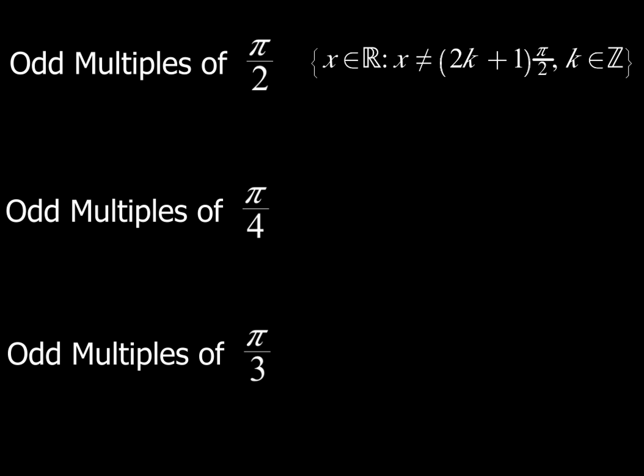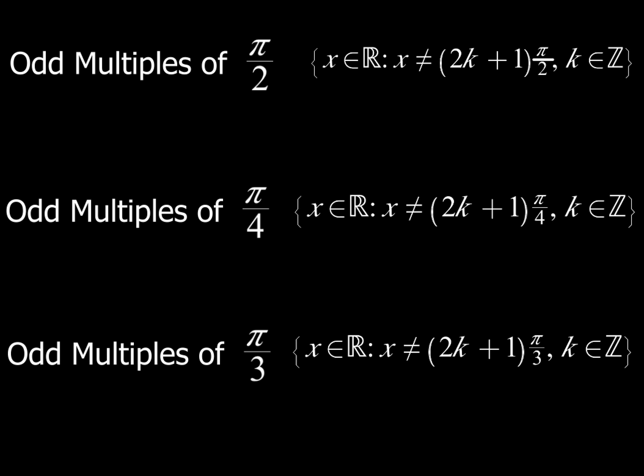Now for odd multiples of pi over 4, it's going to be the same idea. If your domain restriction is anything except for an odd multiple of pi over 4, it'll look almost exactly the same as the previous one, except where the pi over 2 is, we're going to have pi over 4. Now by now I think you have it. If we had odd multiples of pi over 3 in our domain restriction, where x could be any number except an odd multiple of pi over 3, then you would just represent that like this. So that's a little bit about representing domain restrictions for odd multiples of different trig functions you'll probably come up with.